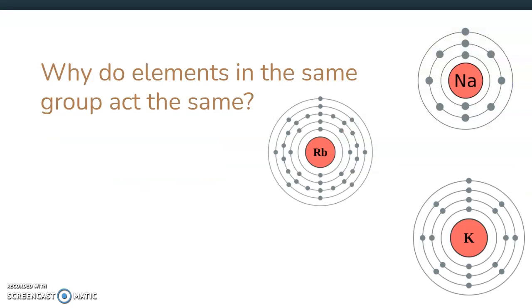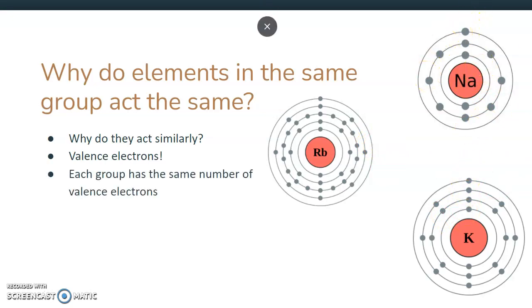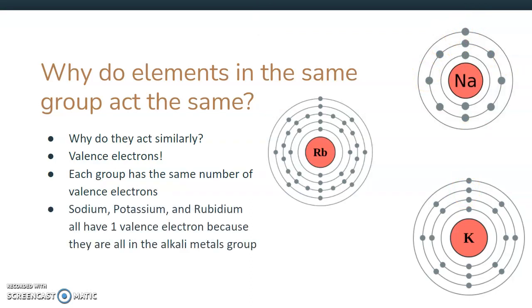I just wanted to keep going in depth about why they act the same way. It's called a family or a group, and they act the same because it's all about valence electrons. These are 3 different elements from our alkali metals, so they all have 1 valence electron. Each group, since they have the same number of valence electrons, will react with other things very similarly. Each one of these that you put in water will start to catch on fire and then even explode, all because they have 1 valence electron.